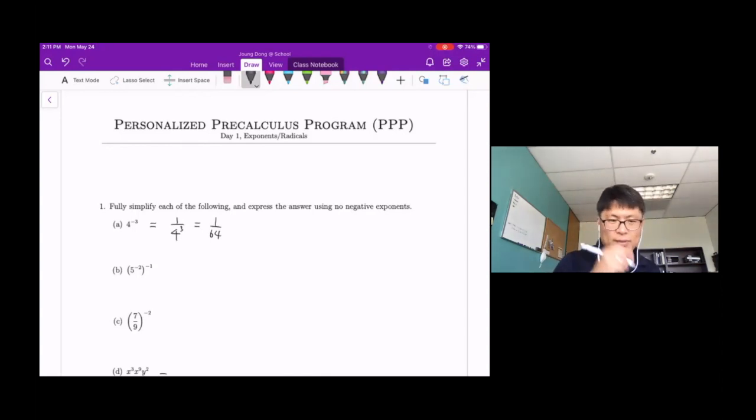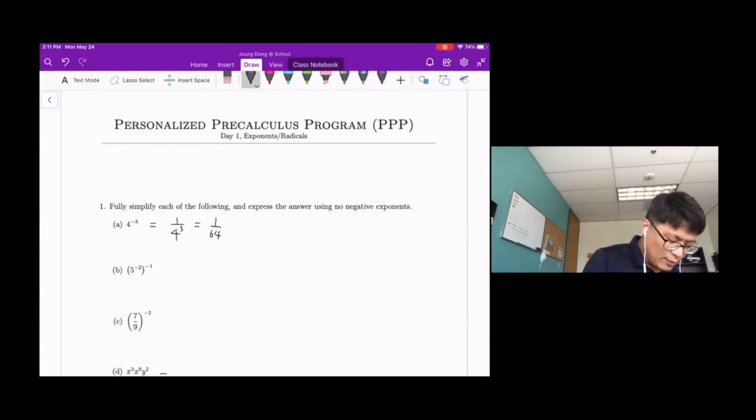Then what about the second one? Oh, power to the power. Whenever you have that exponent situation, you have to multiply your exponents. So this can be written as 5 to the negative 2 times negative 1, which is equal to 5 squared. That is 25.